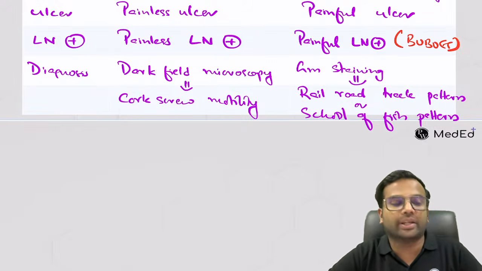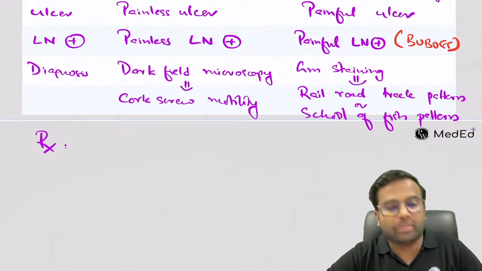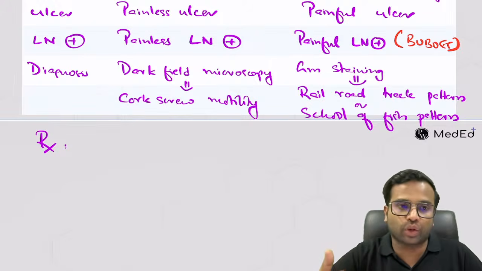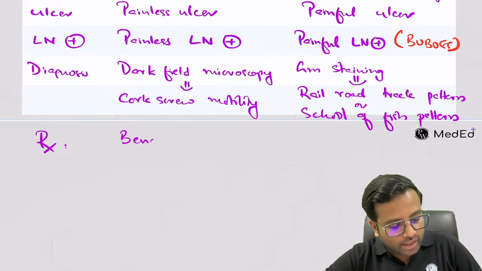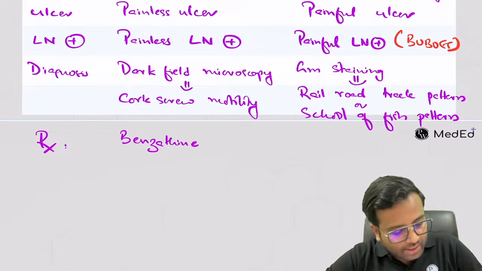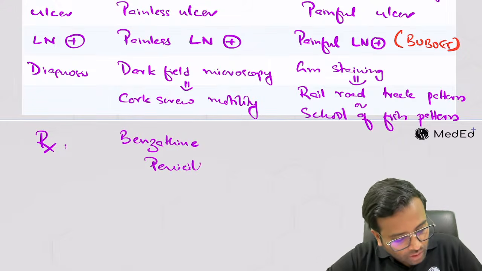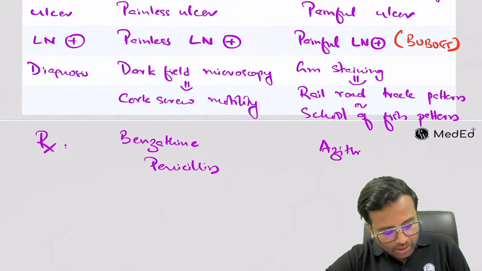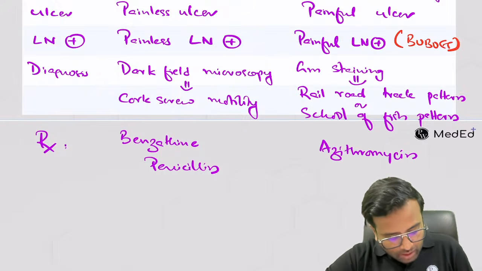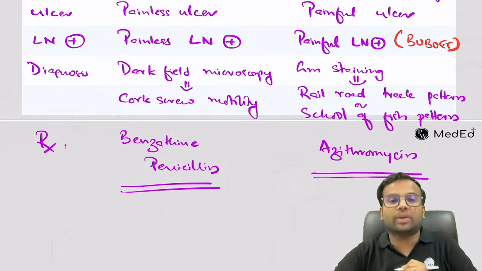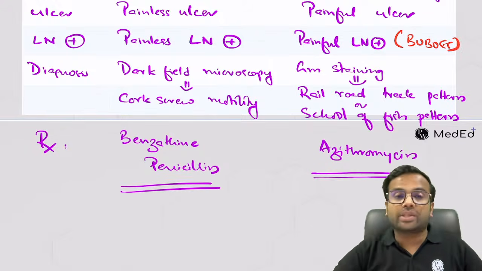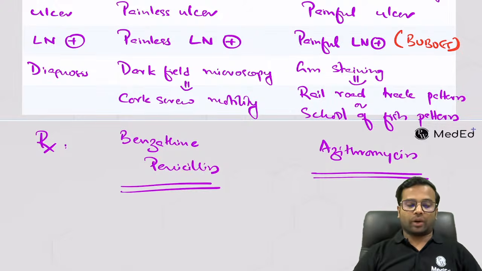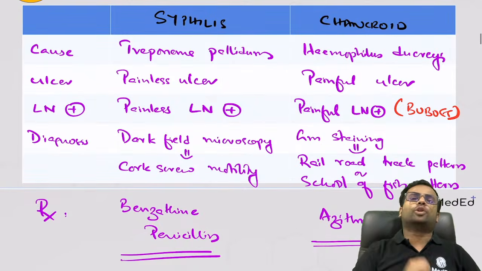And the last point is, what about the treatment? In the case of syphilis, there is a drug of choice. Here, the drug of choice is benzathine penicillin, whereas chancroid can be treated with azithromycin. So can you see, this is how we can differentiate primary syphilis and chancroid. And it should not be difficult for you.